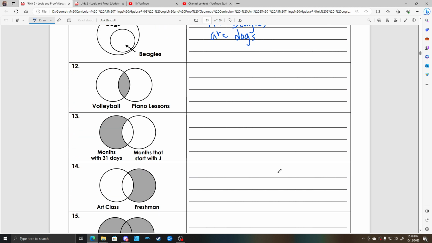Number 13. So months that start with J and months with 31 days. So what this could be is this could say not all months with 31 days start with J. All right, awesome.